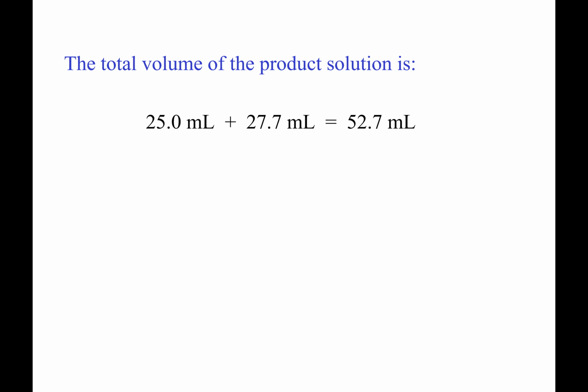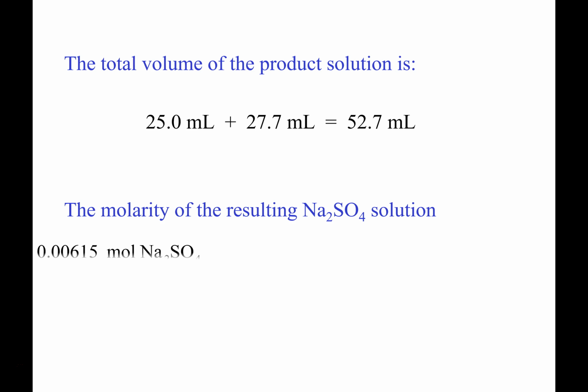So the volume of our H2SO4 was 25.0 milliliters. The volume of our NaOH was 27.7 milliliters. Of course, we round to decimals, so we get 1 decimal in both. So we have 1 decimal in our answer, 52.7 milliliters. Now I'm ready to take the ratio of moles to volume. To finish this out, the molarity will look like this: 0.00615 moles of Na2SO4 divided by the product solution volume, 52.7 milliliters.